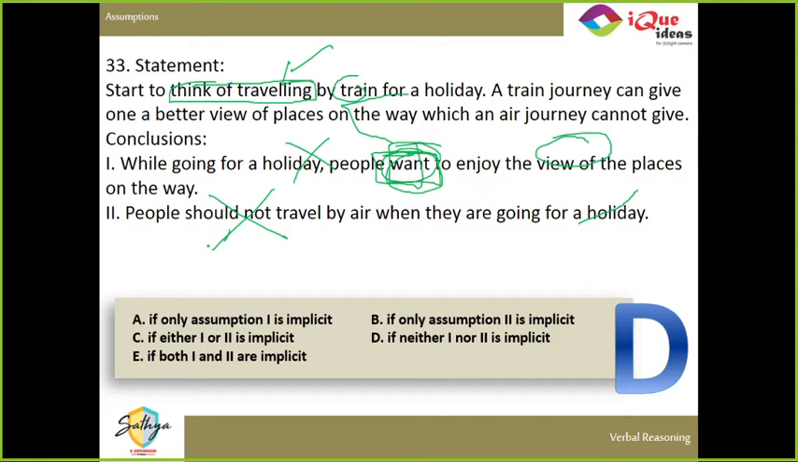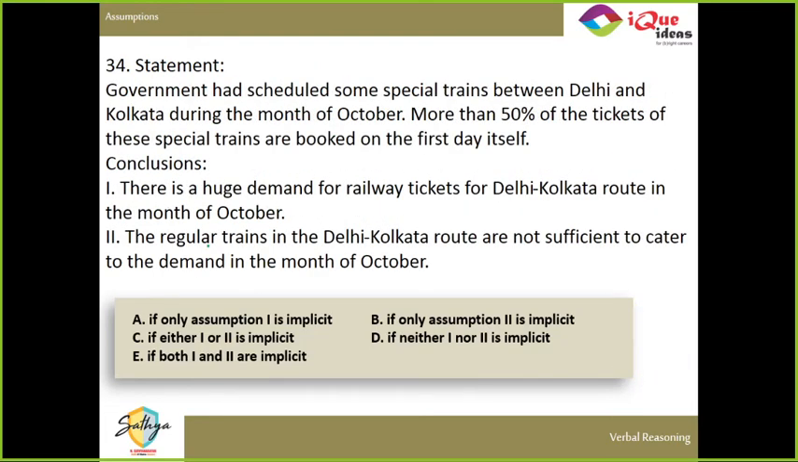Right? Okay. Moving on then. The government has scheduled some special trains between Delhi and Kolkata during the month of October. More than 50% of the tickets of these special trains are booked on the first day itself. Do I conclude that there is a huge demand for railway tickets for Delhi-Kolkata route in the month of October? Can I say there is a huge demand for railway tickets for Delhi-Kolkata route?